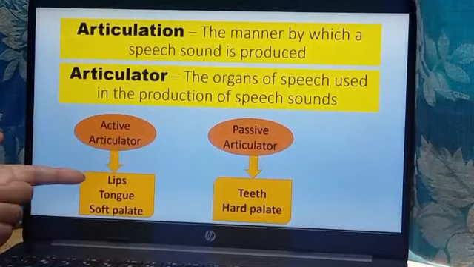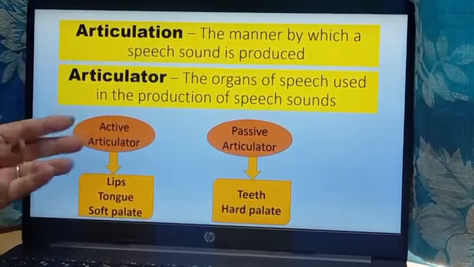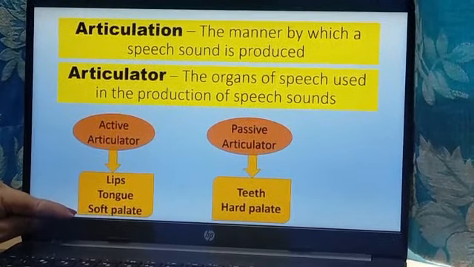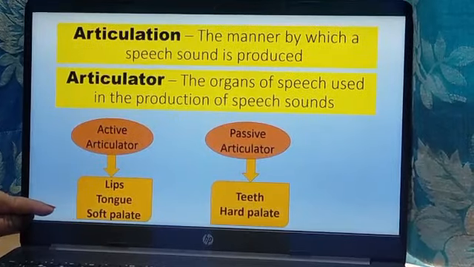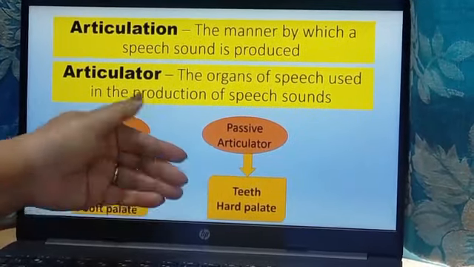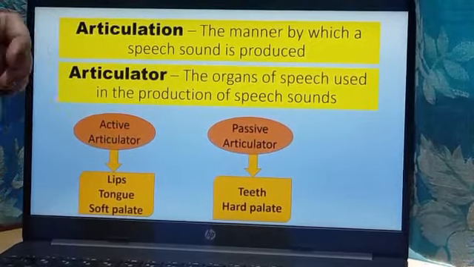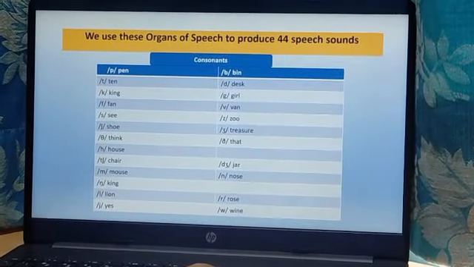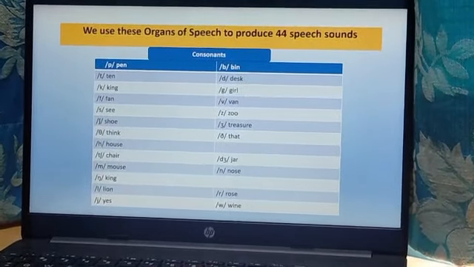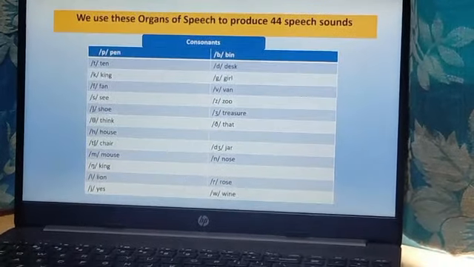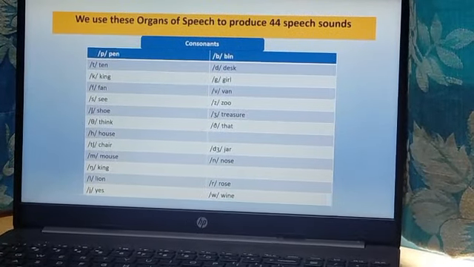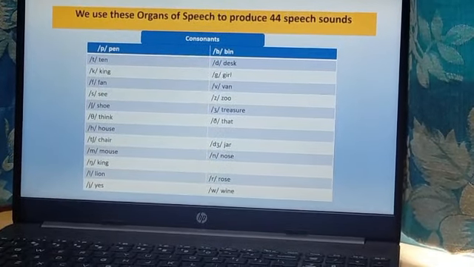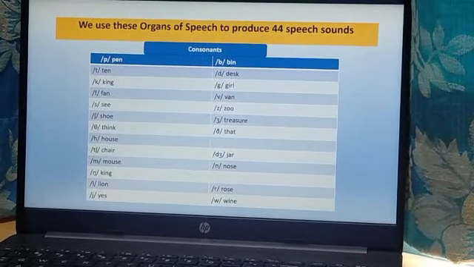When we talk about the active articulator, it means the articulators which can move, like the lips, the tongue and the soft palate. We'll realize how it moves once we proceed with the next lessons. And the passive articulator means that like the teeth, which we cannot actually move, and the hard palate. Now let me introduce you, in this introductory session, to the 44 sounds that we need to know properly to be very well associated with all we talk about in phonetics.